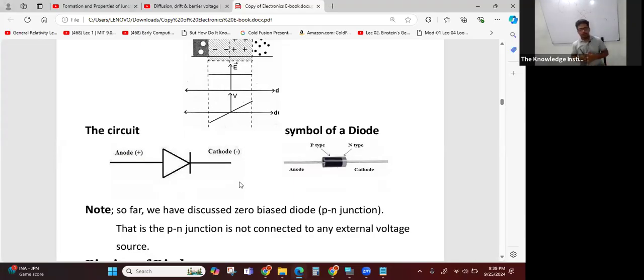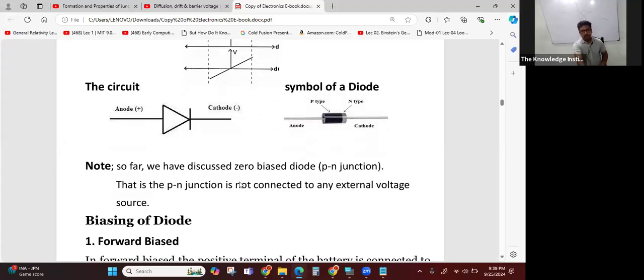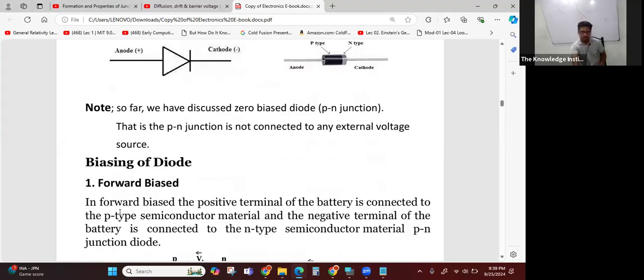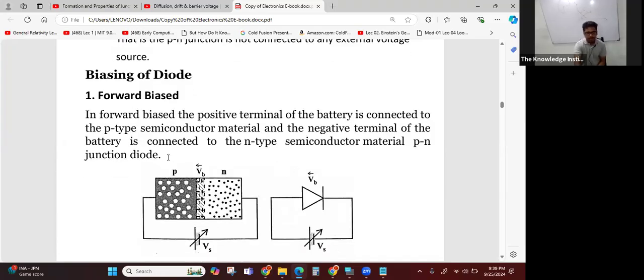So far we have discussed the zero bias diode. That means a PN junction without connecting to any external power supply, that is, the PN junction is not connected to any external voltage source. Okay, right. So now what we are going to discuss is biasing a diode. So there are two types of biasing: forward bias and reverse bias. Okay, so first let's discuss forward bias.